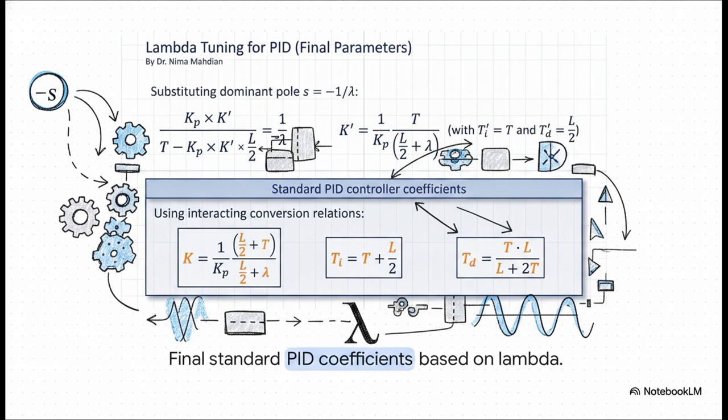Madian's ultimate goal for this section. By substituting our dominant pole back in at s equals -1 over lambda and using those interacting conversion relations we talked about earlier, we arrive at these beautiful standard PID controller coefficients. You now have explicit formulas for your tuning parameters strictly based on your system model and your chosen lambda value.